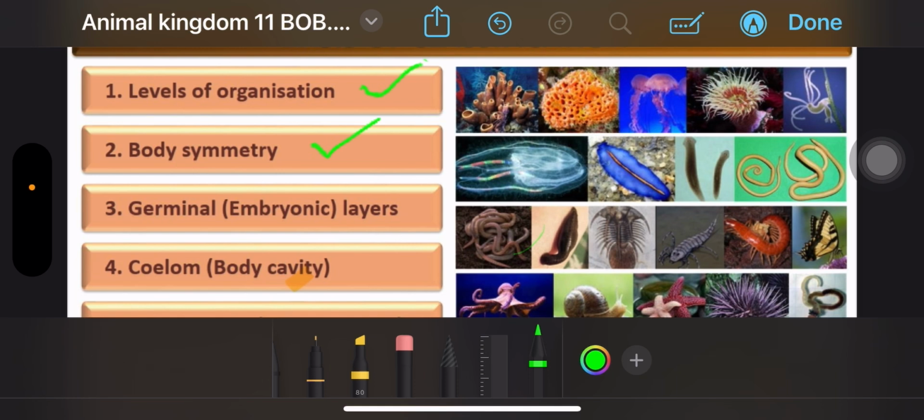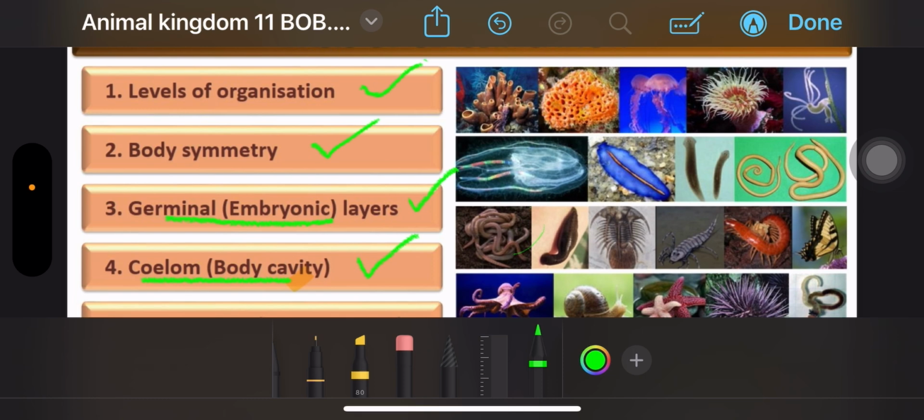Next one, body symmetry. It means the arrangement of body parts in a geometrical fashion. Then germ layers. These are the embryonic layers. Ectoderm is the outer one, mesoderm is the middle one, and endoderm is the innermost one. From these, the total organism is formed. Based on this also, you classify the organisms. Coelom, this is the body cavity. The space between the ectoderm and gut is called the coelom, right?